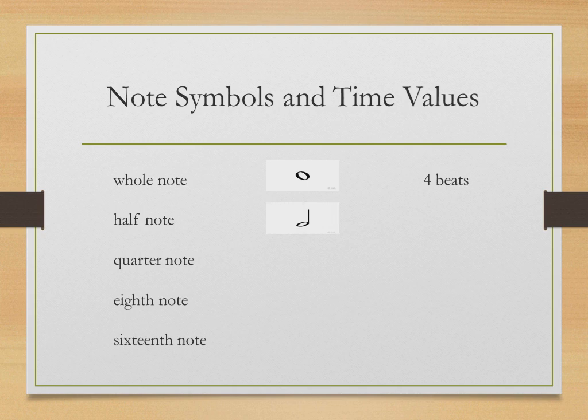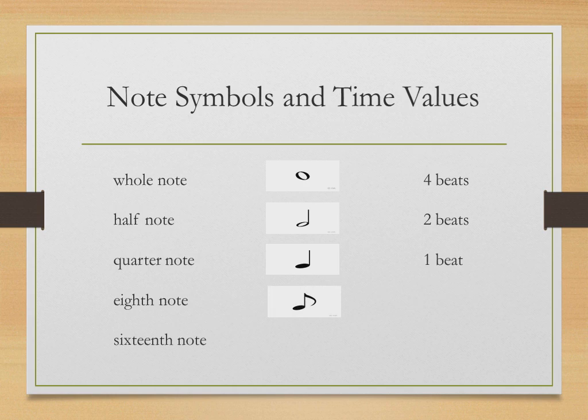The symbol of half notes is like an oval with a straight stem. Its time value is 2 bits. The symbol of quarter note is like a shaded oval with a straight stem. Its time value is 1 bit.